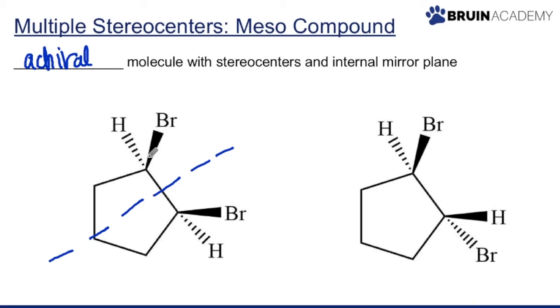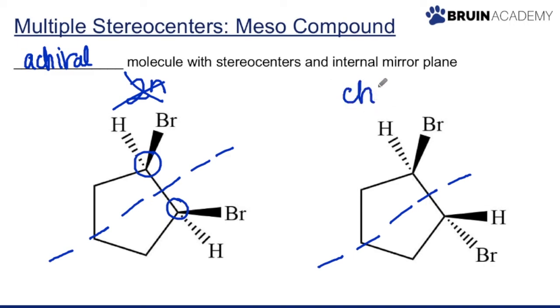So looking at this mesocompound again, you'll see these are stereocenters. However, the 2 to the n rule does not apply. However, if we were to look at this molecule, if we were to draw this internal mirror plane here, we see that these are actually not reflections of each other. So this molecule here is still a chiral compound. So it does not fall into the category of meso compounds.